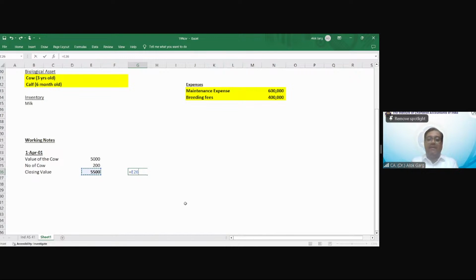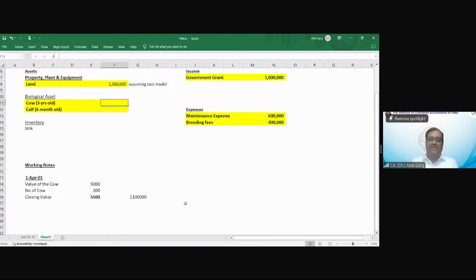So what is the fair value at the end of the year? 5,500 multiplied by 200, 11 lakh. So what will go into the balance sheet? Cow 3-year-old is 11 lakh. Any doubt on this 11 lakh number? The cow purchased for 10 lakh rupees has now become 11 lakh. Okay.